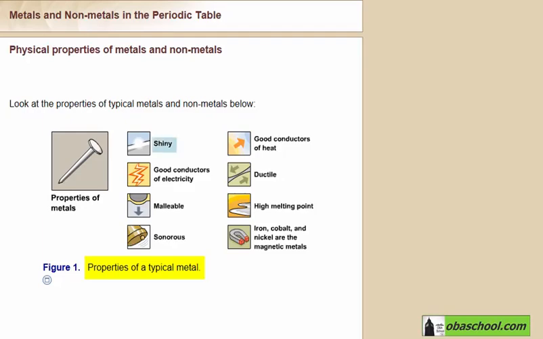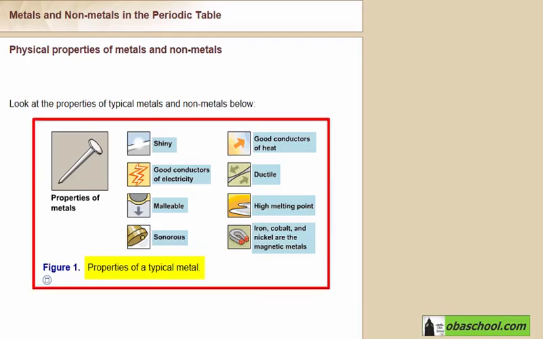Metals are shiny, they are good conductors of electricity, they are malleable, they are sonorous, they are good conductors of heat, they are ductile, they have relatively high melting points, and some metals such as iron, cobalt, and nickel are magnetic metals. So these are some physical properties of metals.